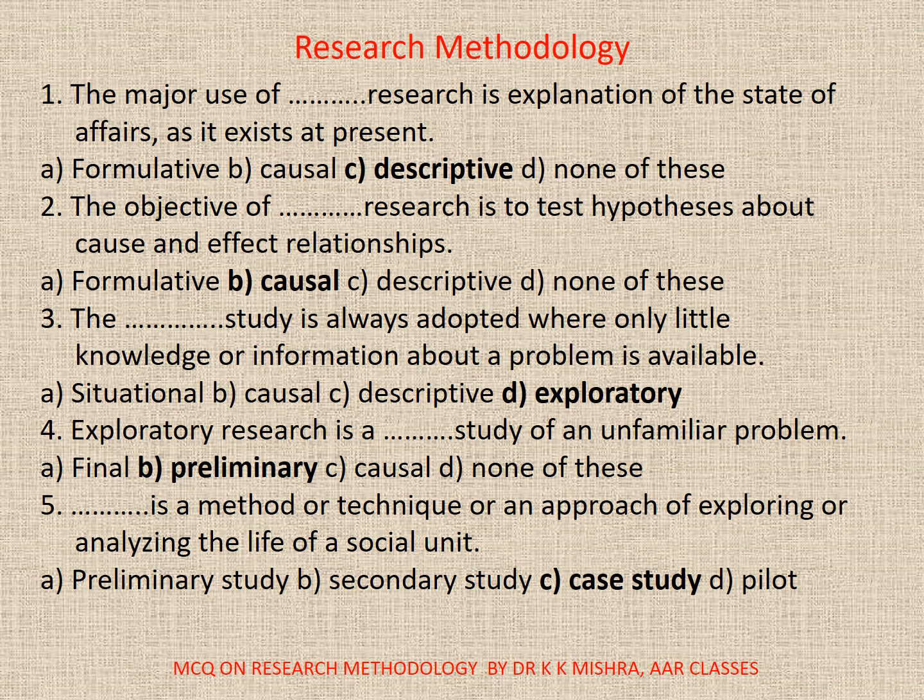Question number 1. The major use of dash research is explanation of the state of affairs as it exists at present. A. Formulative. B. Causal. C. Descriptive. D. None. The correct option is C. Descriptive. 2. The objective of dash research is to test hypotheses about cause and effect relationships. A. Formulative. B. Causal. C. Descriptive. D. None. The correct option is B.